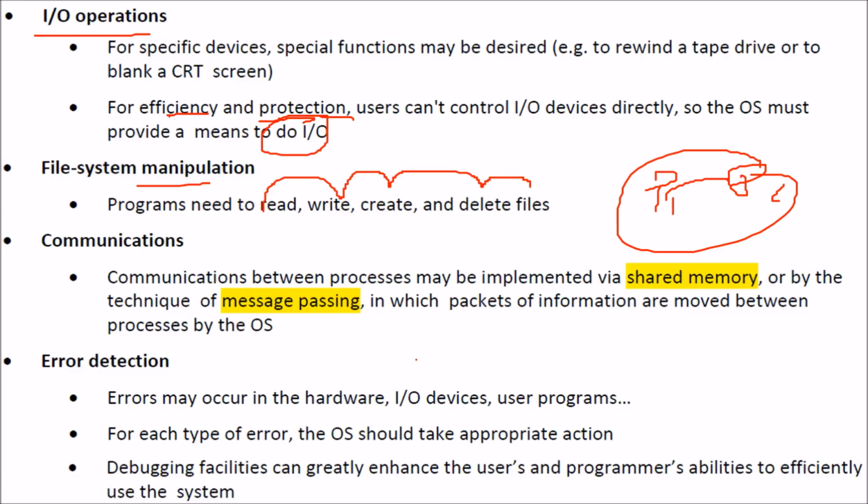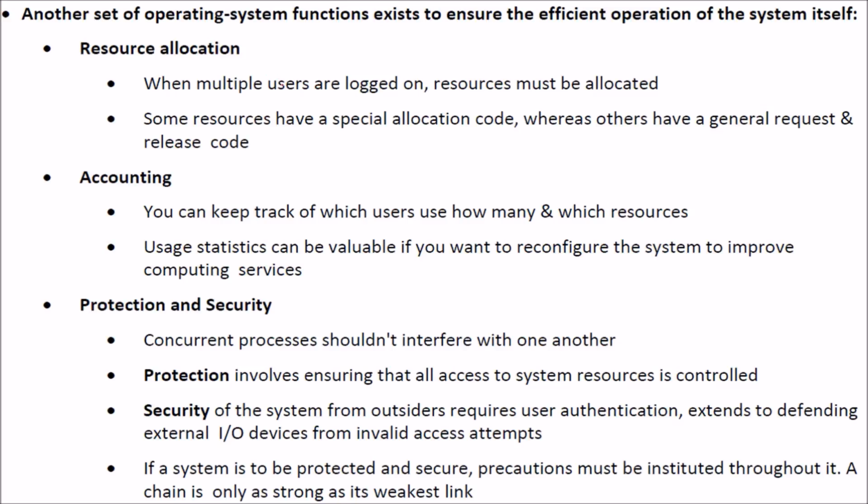Then apart from that, nothing is perfect, so there will be errors. How to take care of the errors, how to solve them, how to efficiently manage them, this is the error detection. There is another set of operating system functions. Now this exists to ensure efficient operation of the system. One set we saw, now we have those functions which will ensure the efficient operation of the system by itself.